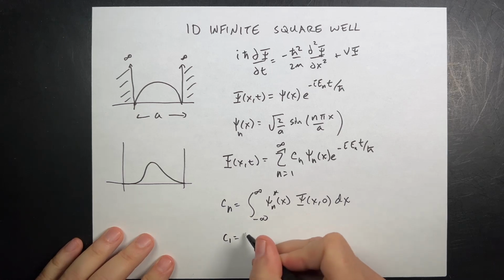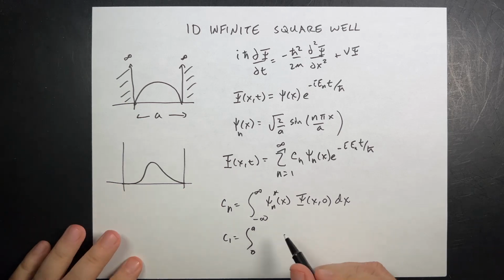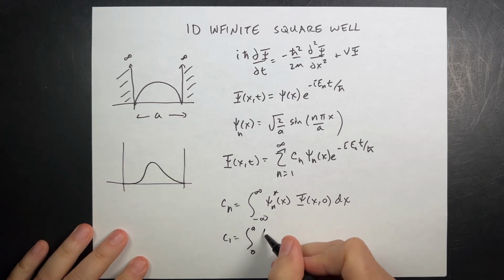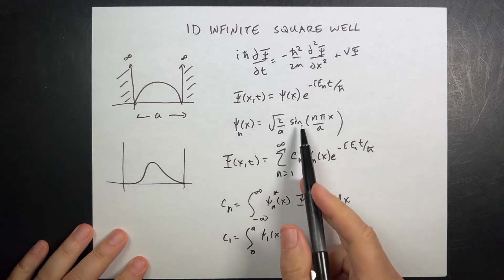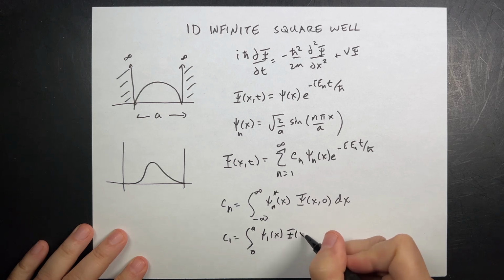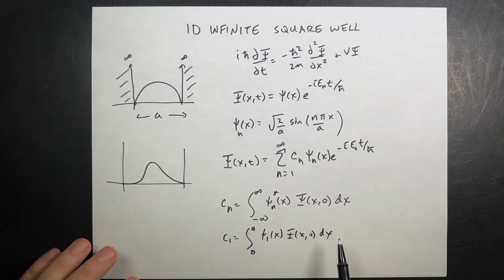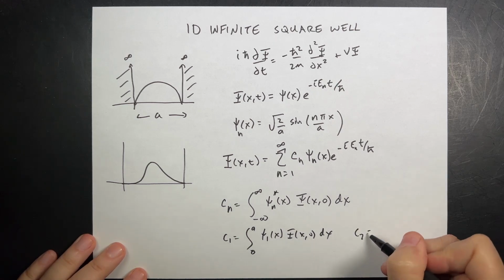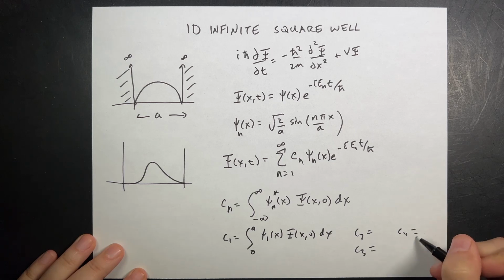C1 is going to be the integral over all space, which is just going to be 0 to a, because there's no function over here, there's no function over there, of psi 1 of x. I don't have to put the complex conjugate because that's not a complex solution, of psi of x, 0, dx. And I can find that. And then I can find C2, and then C3, and then C4. And you get the idea.